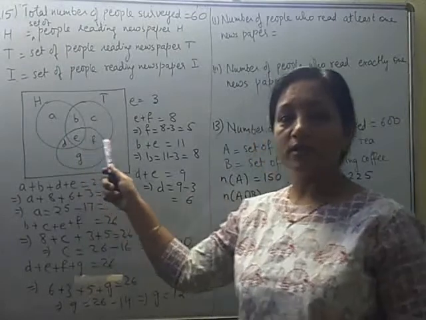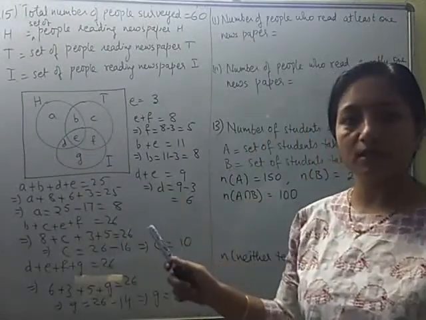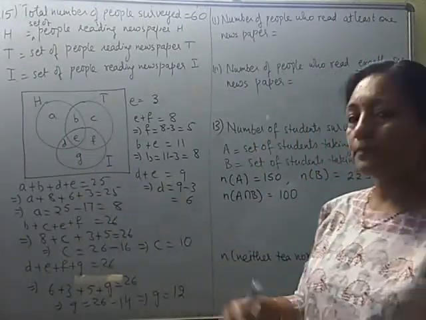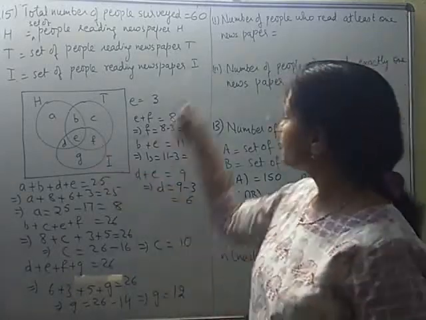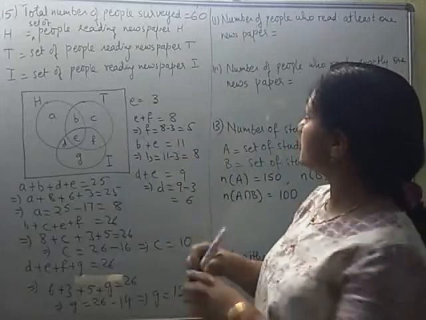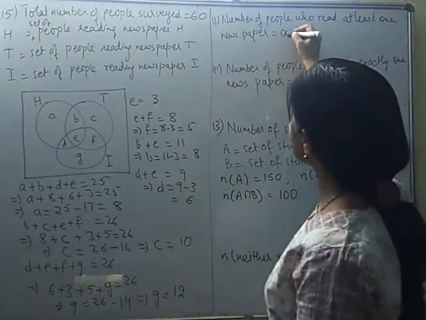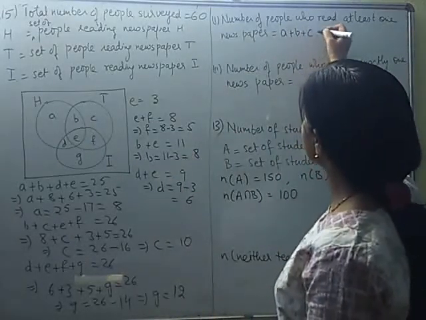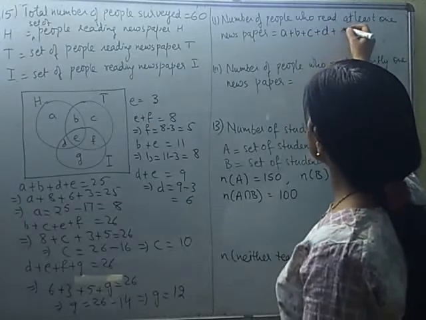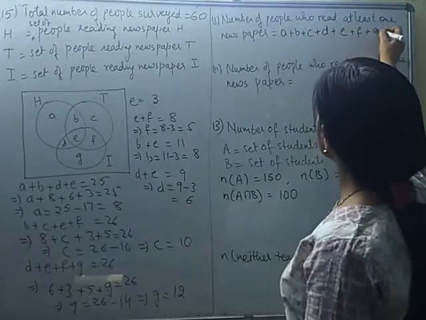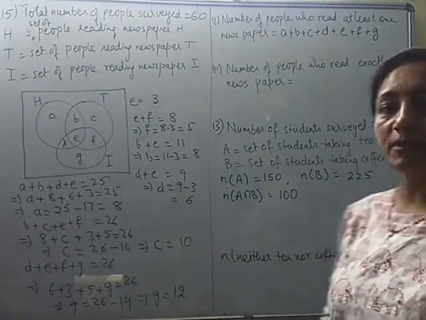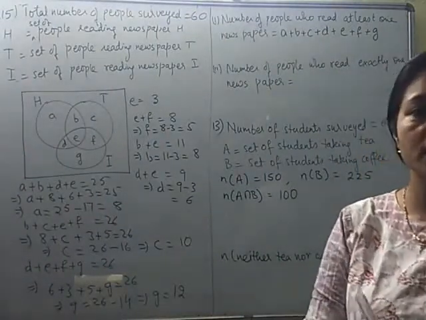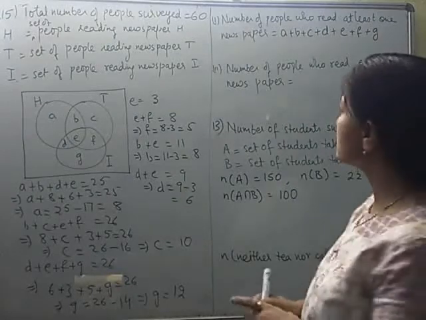At least one means a minimum of one newspaper the person has to read. That person may be reading two newspapers or may be reading all the three. So what is the number of people who read at least one of the newspapers? It can be obtained by adding A, B, C, D, E, F and G. So this sum denotes the total number of people who read a newspaper, whether it is 1, 2 or 3.